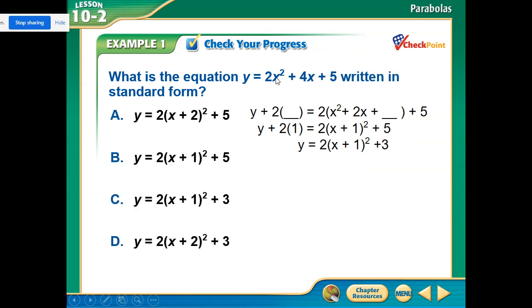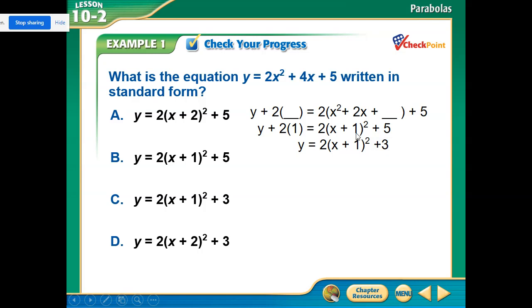All right, so what about this one? We're going to have to pull the 2 out. So again, we have the 2 with the parenthesis and 2 with the parenthesis. If I pull a 2 out, I have to divide this by 2 also. So it's x squared plus 2x. The 5, again, just is hanging out at the end.